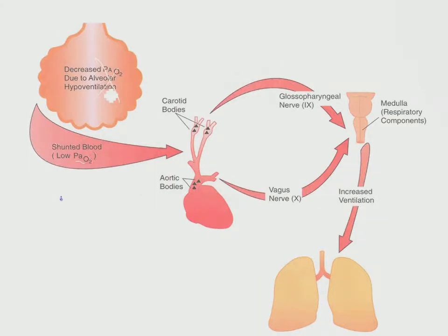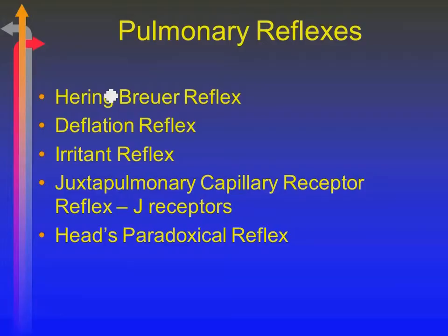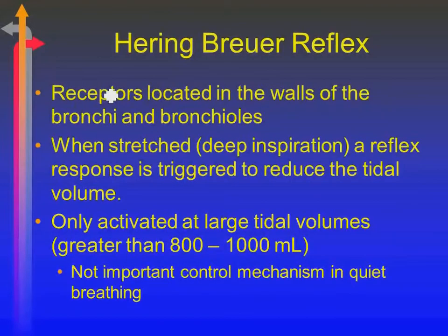Phew. Are we done yet? No. We need to talk about the reflexes. These are a handful of reflexes that the body does automatically as a response to different things. First one is called the Herring-Breuer, and a Herring-Breuer is a stretch reflex.